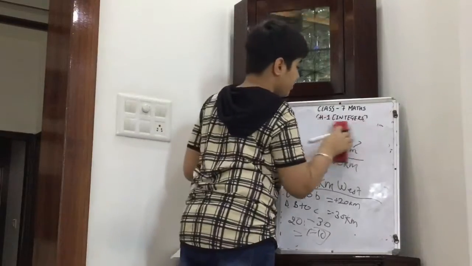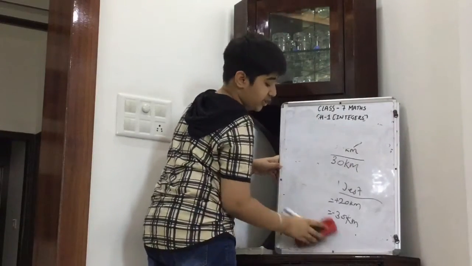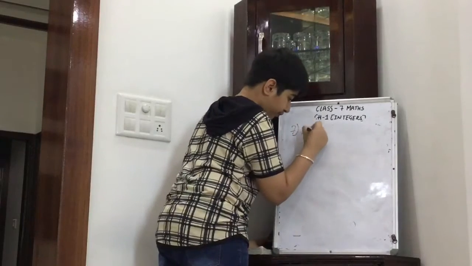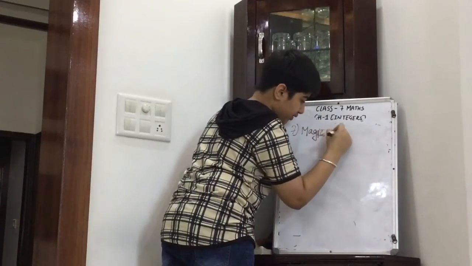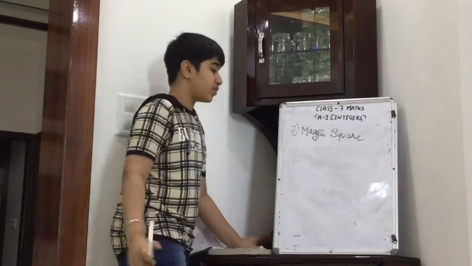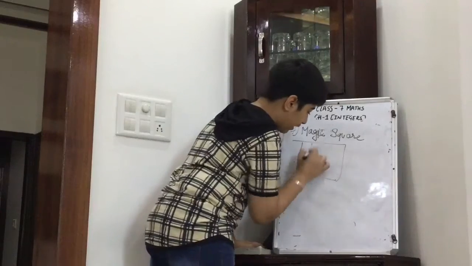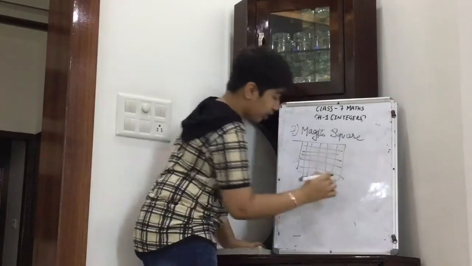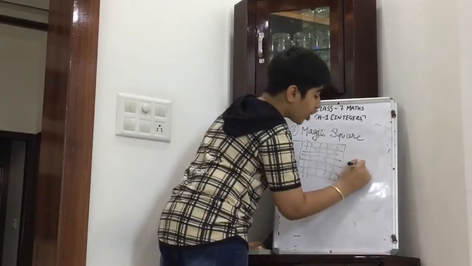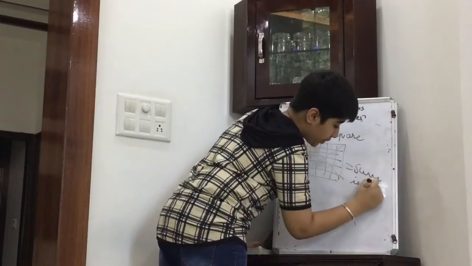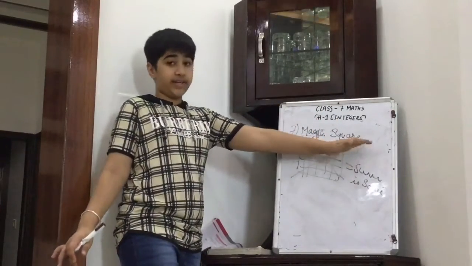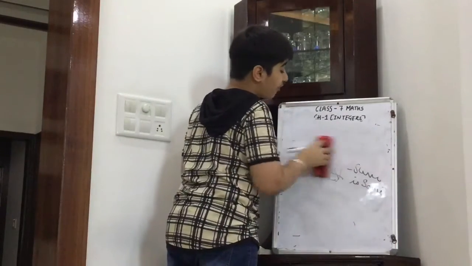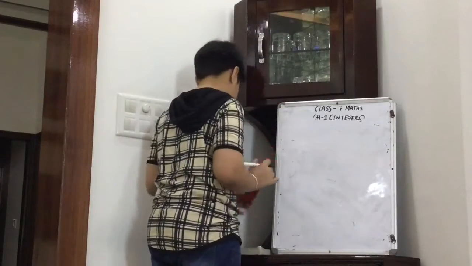Seventh question, magic square. Very simple magic square, I'll not do. I'll explain what magic squares are. So coming to the magic square topic, magic square is when we add the rows. Actually magic square is like this. Magic square is when we add the rows, the columns and the diagonals. When all the sums are the same, then it is a magic square. So very simple, you can do it yourself. And if any one of them is not the same, then you have to say that it is not a magic square.